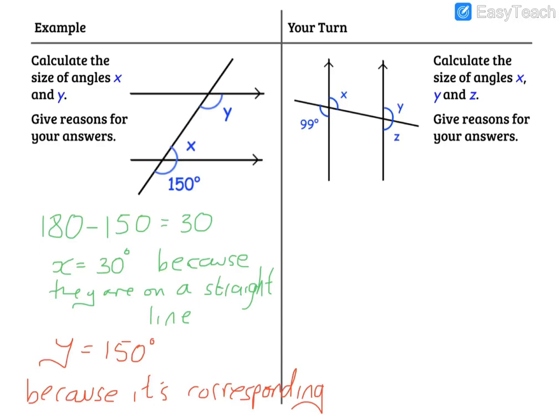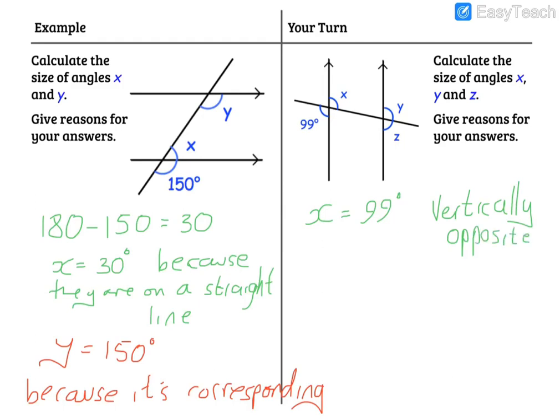Okay, welcome back. So let's start then with x. Angle x is this one here, and we've got a situation where these guys are vertically opposite. Remember vertically opposite from our first lesson on angles? So vertically opposite angles are equal, which means that x is going to equal 99 degrees, the same as this one over here, because they are vertically opposite. I'll just write that as my reason. Vertically opposite.